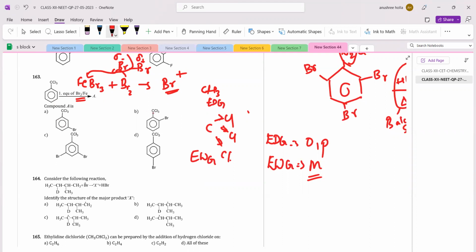But where will it attack? At the meta position, because I have an electron withdrawing group already present in the benzene ring. So it will attack the meta position. It can attack both the meta positions, but here they have mentioned specifically that they are taking one equivalent of bromine and Fe. So that's why you have to place bromine in only one of the positions. So it has to be this. Okay, this is your correct answer.